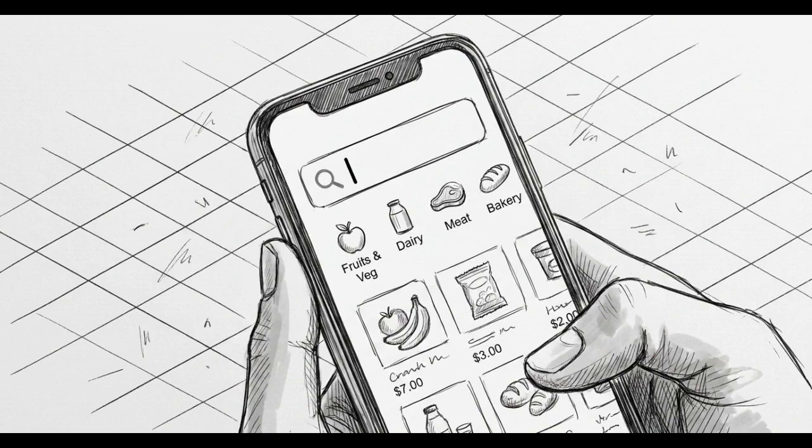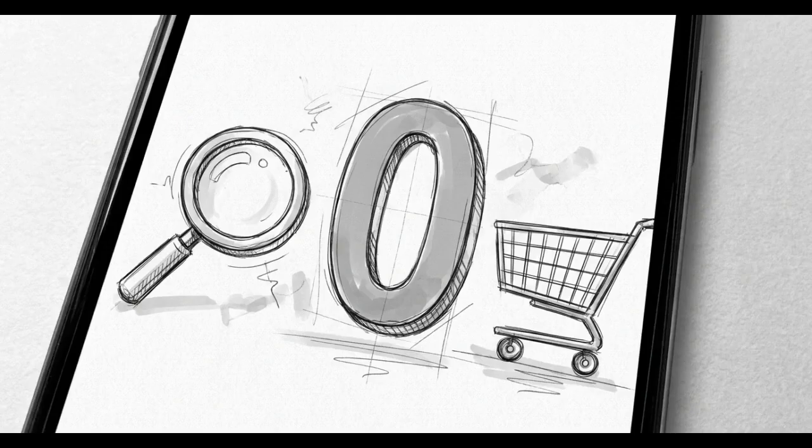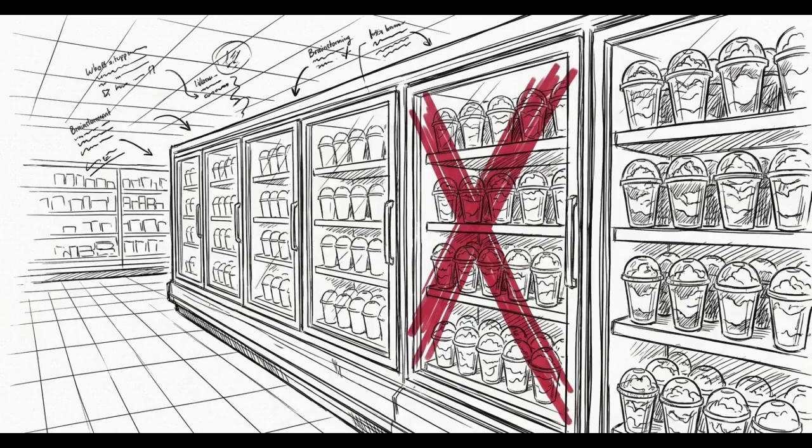Imagine you're using a grocery delivery app and you type in ice cream. You hit enter and the screen tells you there are 0 results. You know they sell it. The problem is that the store's inventory system only lists Sundays.